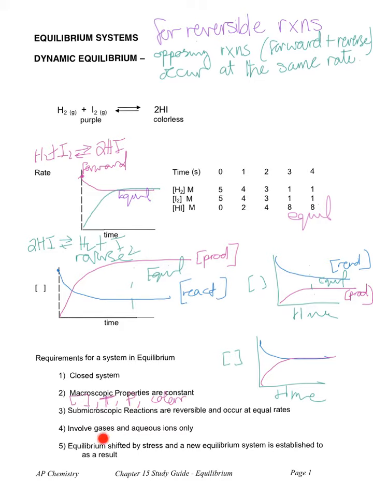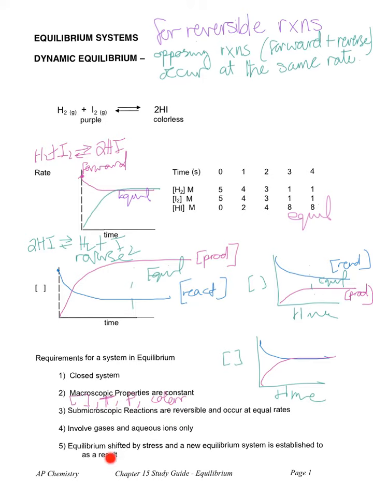Number 4, they involve gases and aqueous ions only, because those are the ones that change in concentration. If you have a pure solid or a pure liquid, those do not change their concentrations. They have a constant concentration. For example, if you have pure water, there's no such thing as its concentration. It's pure. It doesn't have anything with it. But gases and aqueous substances, you can definitely figure out the concentration, how many particles per unit volume.